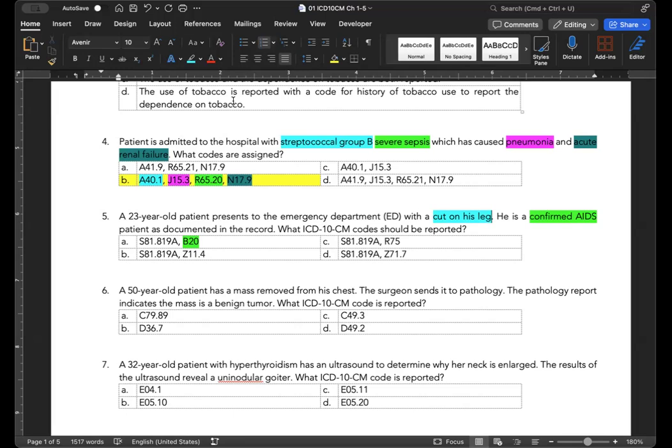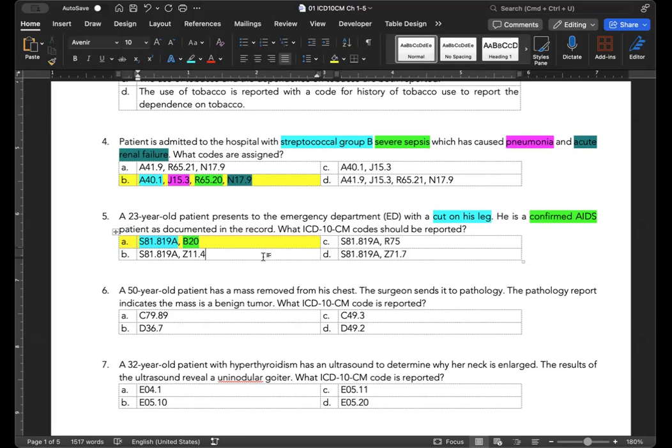And then since we don't know laterality, because they just tell us it's a cut on his leg, in the real world we would want to go back and query the provider to find out if it was the left or the right. But in this scenario, they don't give us the detail. So we're just going to stop at the default code since we don't have laterality information. So we're going to do the S81.819. Once we go back in the tabular, we'll have to get our seventh character, which in this case is A. Now, let me ask you guys this, since we're talking about seventh characters and A's.